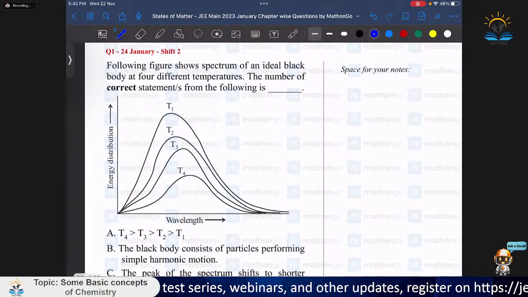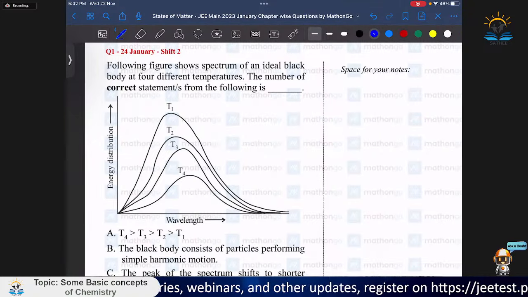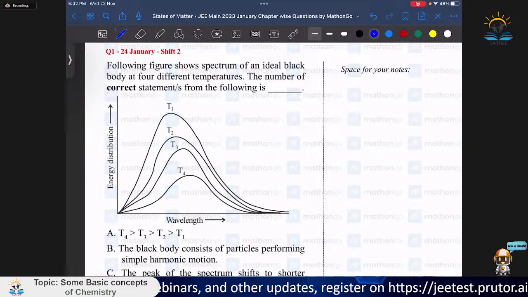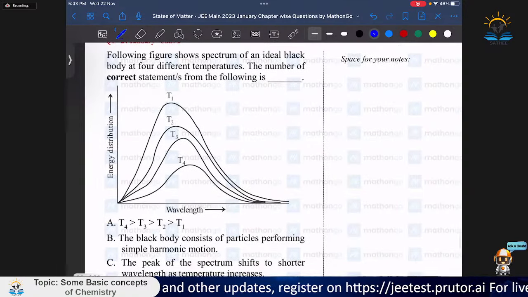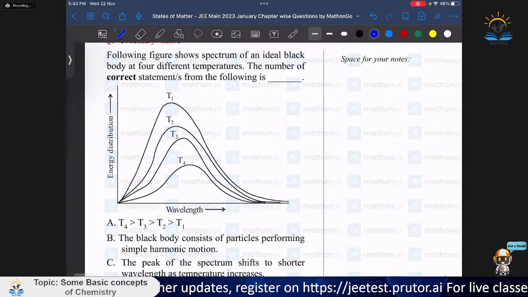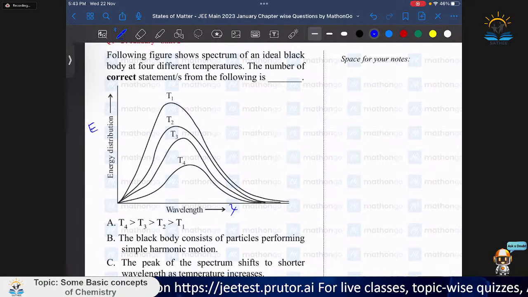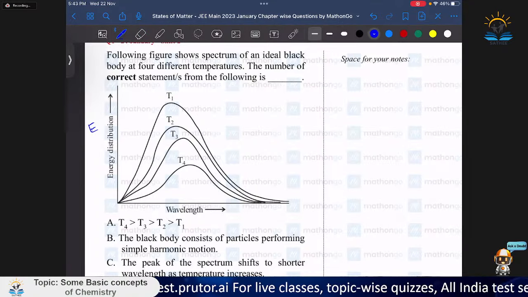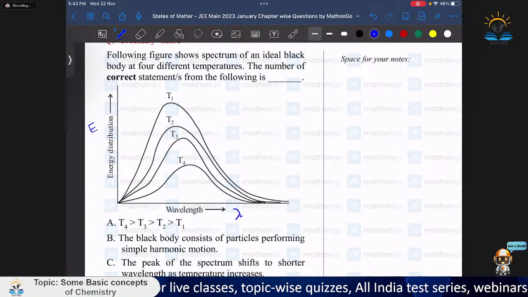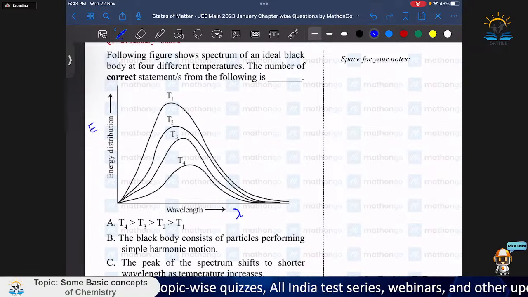Physical chemistry. The following figure shows the spectrum of an ideal black body at 4 different temperatures. So we have wavelength versus energy. A black body is a substance which will emit as much radiation as it is absorbing. This is basically not a question of your states of matter, still, we'll try to solve it with whatever knowledge we have right now.